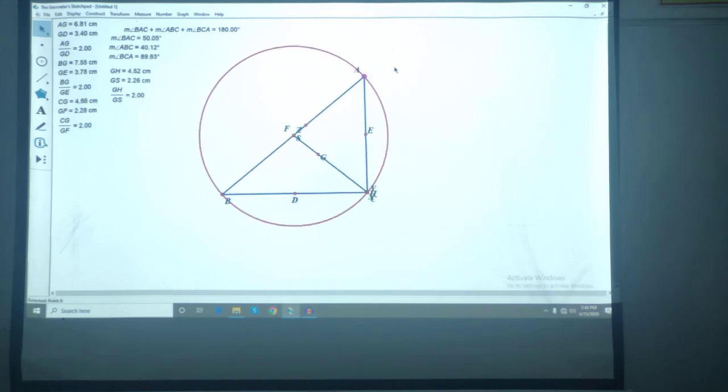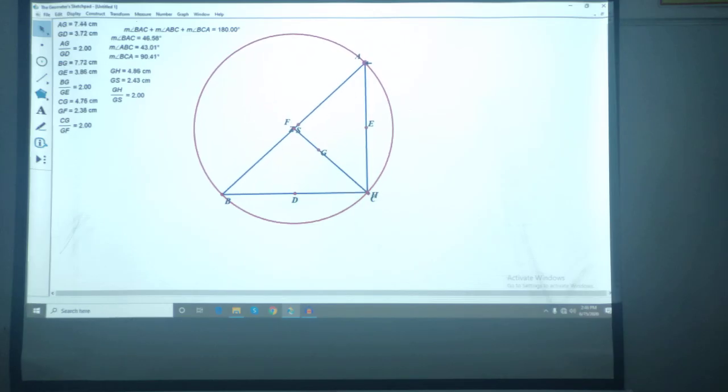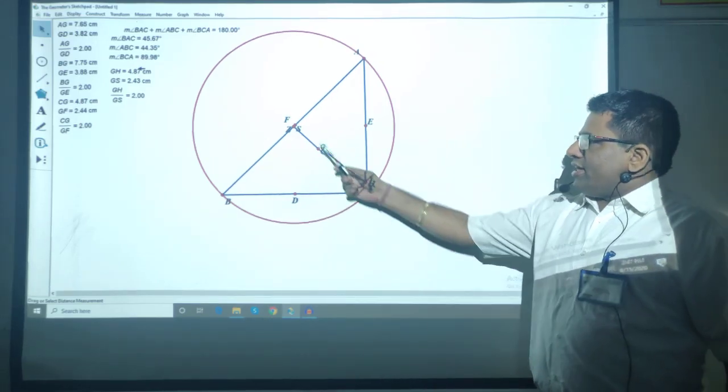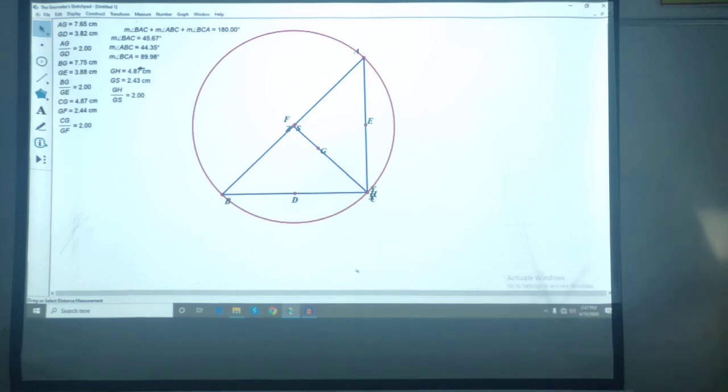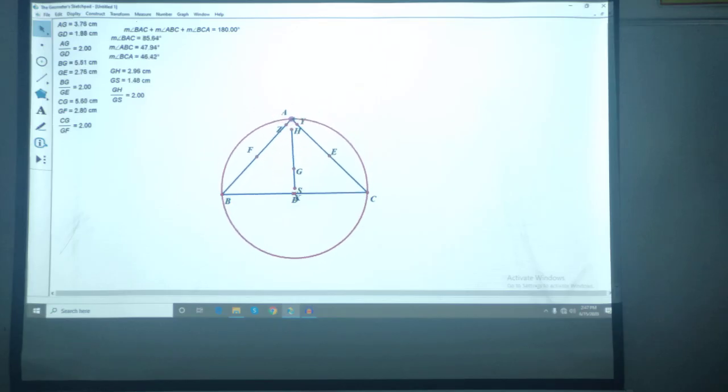89.93. If I make angle C 90 degrees, angle C is 89.98 now. So H becomes the vertex C and S becomes the midpoint of AB. So if I make angle A 90 degrees, you can see here that as angle A becomes 90 degrees, H moves to the point A and S moves to the point D.